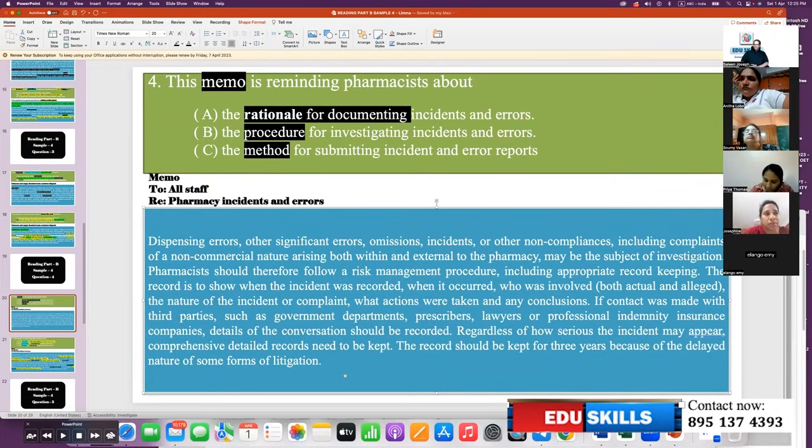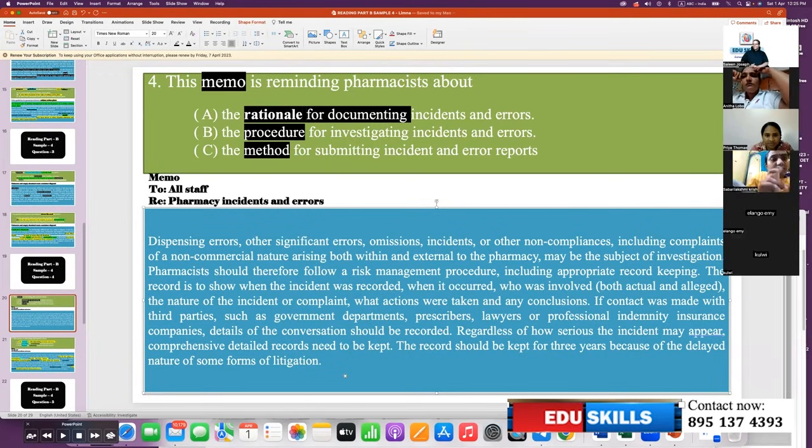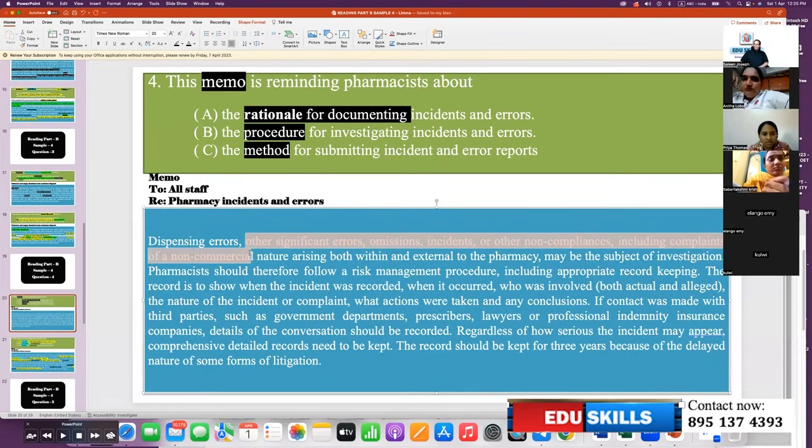Any idea? Answer A. Option A, Father. Option A, rationale for documentation. Documentation is for recording. Why? Because from the previous documentation we can see who was involved and how we handled the problem, in case it happens in future. Any other explanation? Here they are telling the reasons. For your understanding, you can eliminate all these other things.